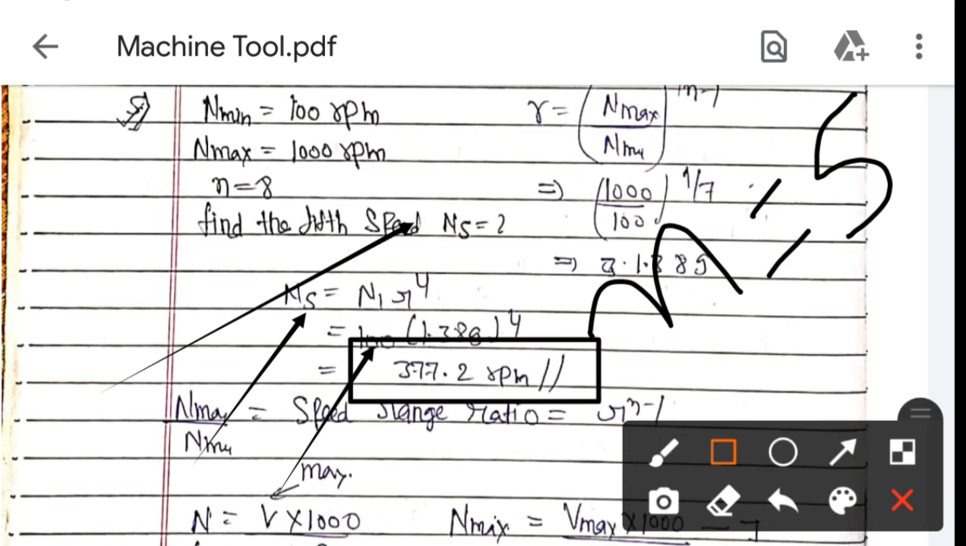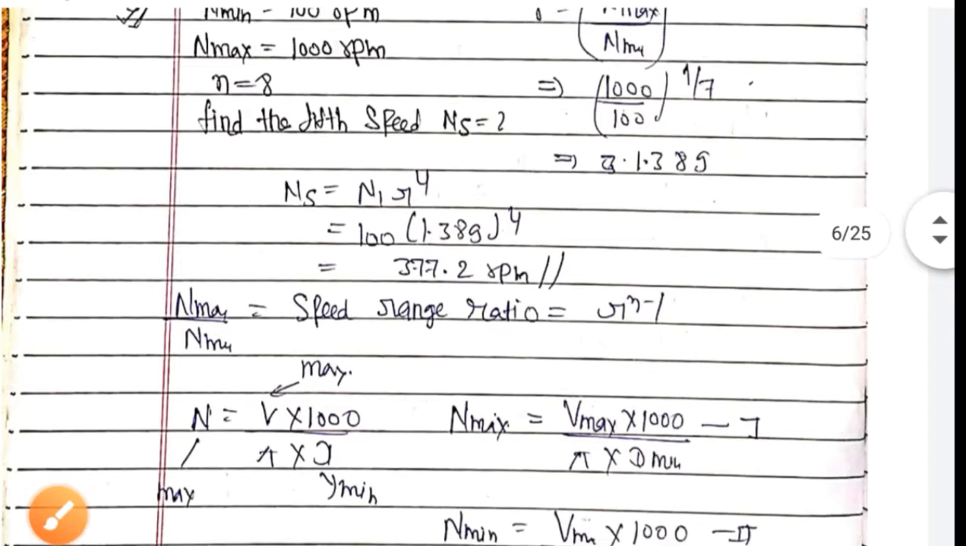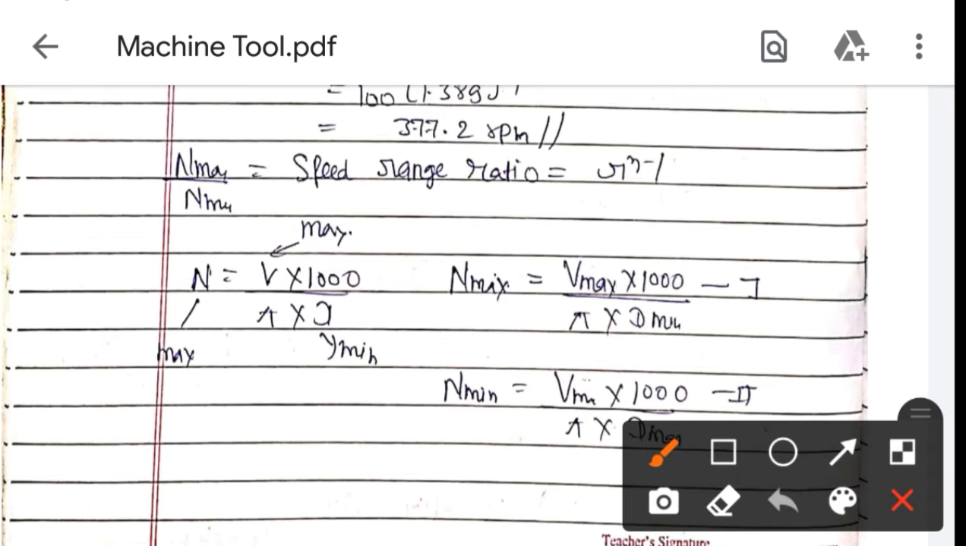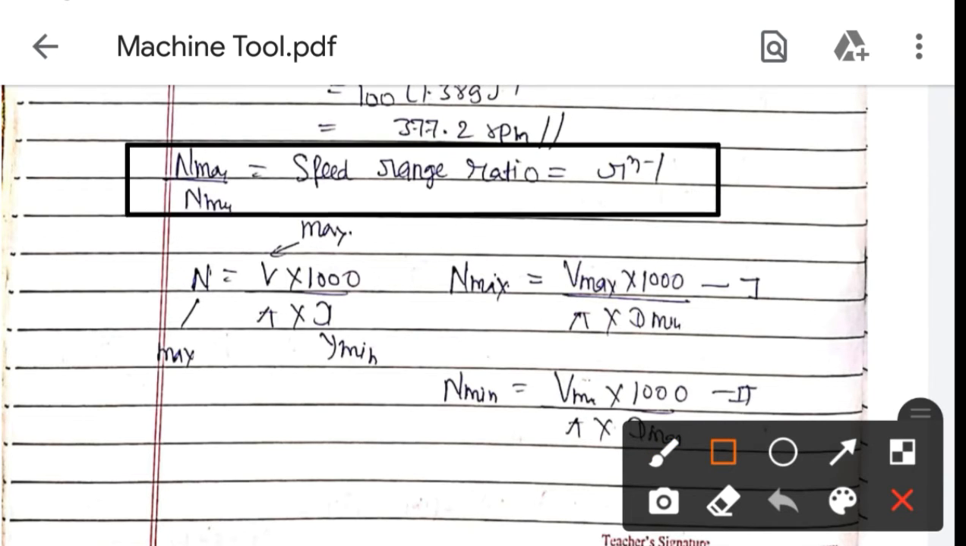So this is what they'll be asking you. They'll give you the range of the speed, and you have to find the common ratio, and then find the speed in between, the max or minimum of the speed range. This is how they'll ask, and this term is also known as the speed range ratio. N max divided by N minimum is the speed range ratio, which is equal to r to the power n minus 1.